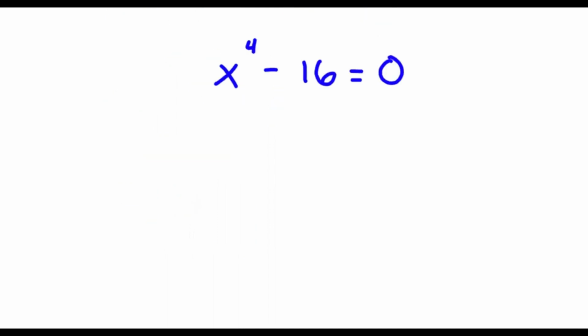Alright, so I have x to the power of 4 minus 16 is equal to 0. Now to start, x to the power of 4, this is the same thing as x to the power of 2 times 2, because 4 is 2 times 2. And 16, this is the same thing as 4 to the power of 2. So I have x to the power of 2 times 2 minus 4 to the power of 2 is equal to 0.